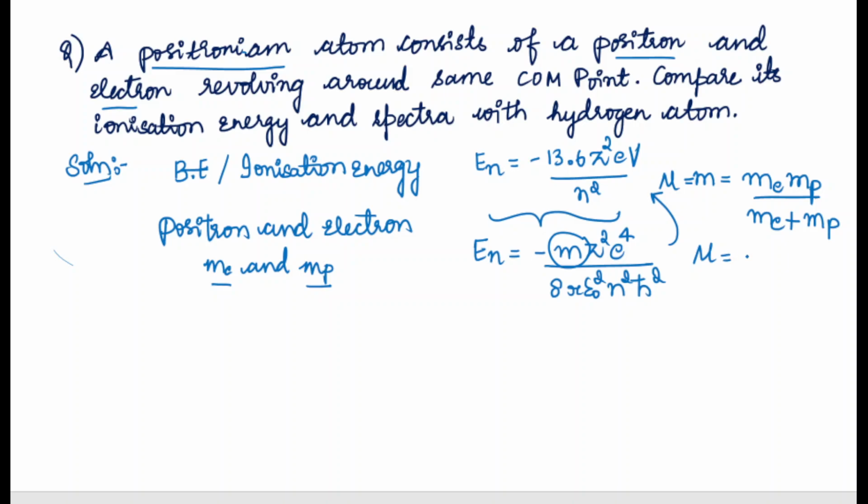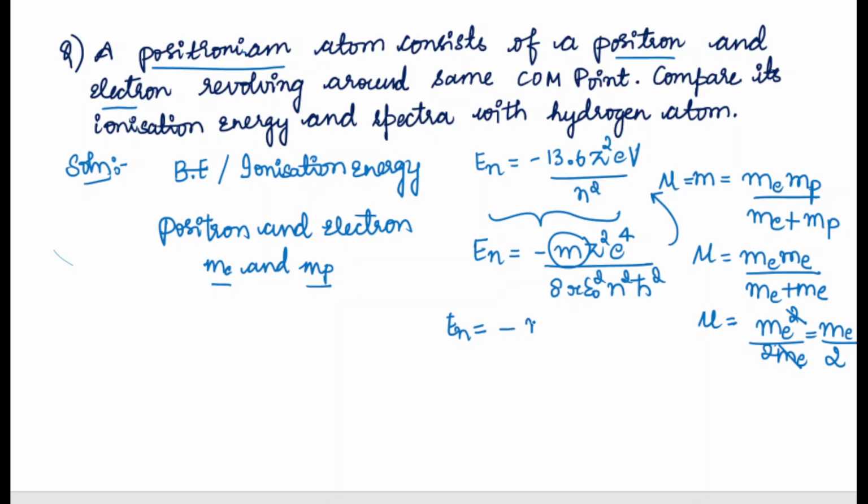So solving for mu, instead of the mass of proton, we can write the mass of electron divided by mass of electron plus mass of electron. So mu will be me square divided by 2 times me square, and one of the me cancels, so it will be me divided by 2. So I'm substituting the value of m to be me divided by 2. So we are getting the energy value En, which is equal to minus me divided by 2 Z square e to the power of 4 divided by 2 into 8 times pi epsilon naught square n square h cut square.